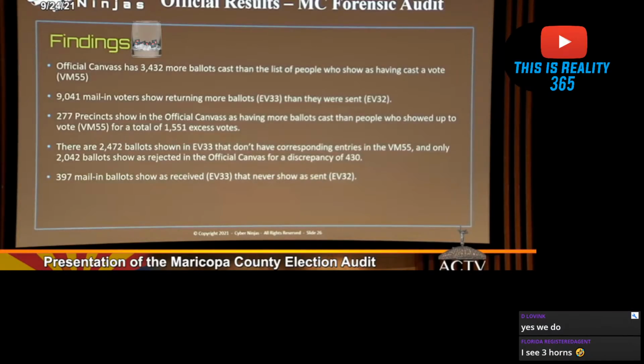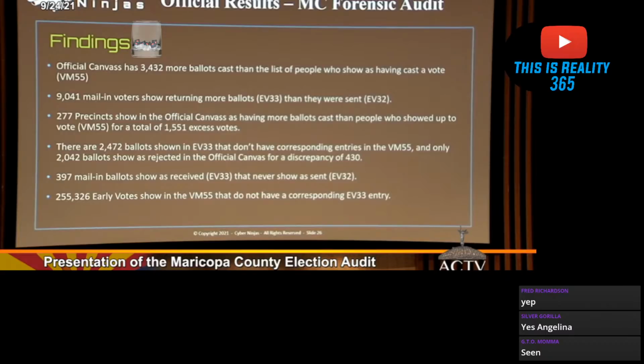We also have 397 mail-in ballots shown as received that were never shown as sent. So we know that they are in the VM55, they're mail-in ballots, and they were received without somehow ever being sent a ballot. Now we also have 255,326 early votes shown in the VM55 that do not have a corresponding entry in the EV33.